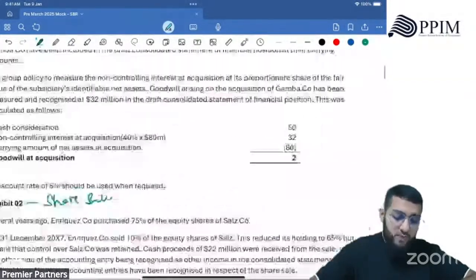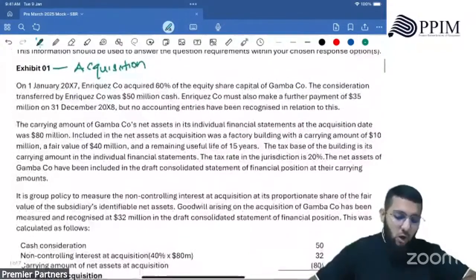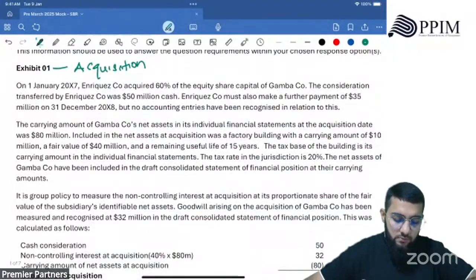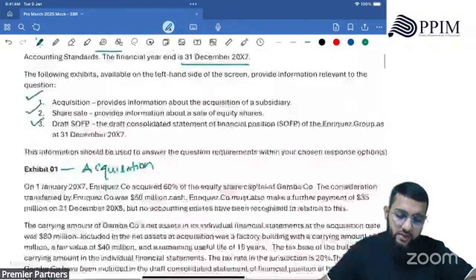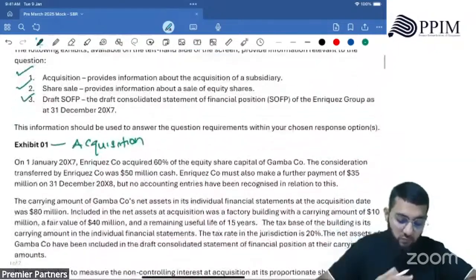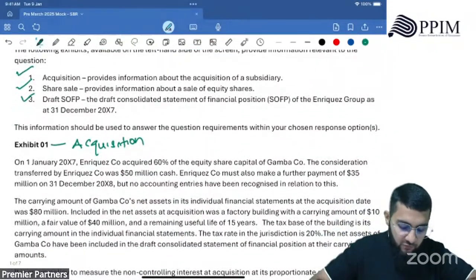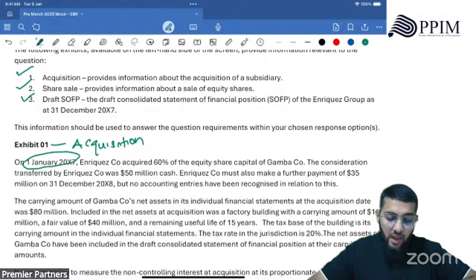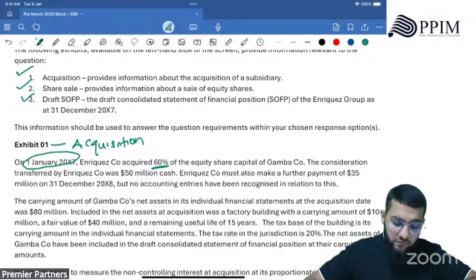Let's start reading. On 1st January 2087, when is the year end? 31st December 2087. So first, it's 1 full year, right? On 1st January 2087, Enriquez Co. acquired 60% of the equity share capital of Gamba Co. 60%, more than 50%. The consideration transferred by Enriquez Co. was 50 million cash.